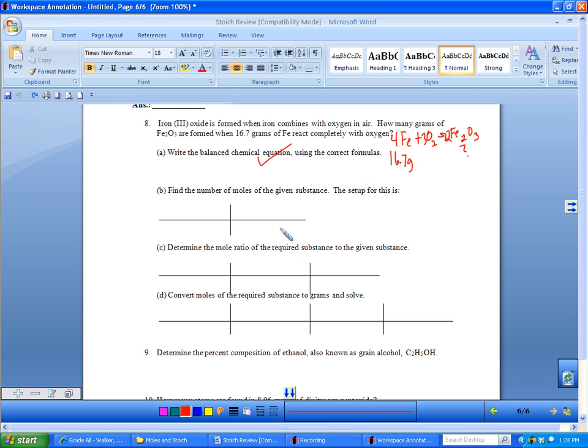Did that right there. Find the moles of the given substance. So you would say 16.7 grams of Fe, and you would say 1 mole of Fe is 55.9 grams of Fe, and that came off of the periodic table in case you don't know where that came from. So if I divide that by that, when I did that, I got 0.299 moles of Fe. All right, now what's the mole ratio? So that's going to be this third step. So I'm going to repeat what I've already written.